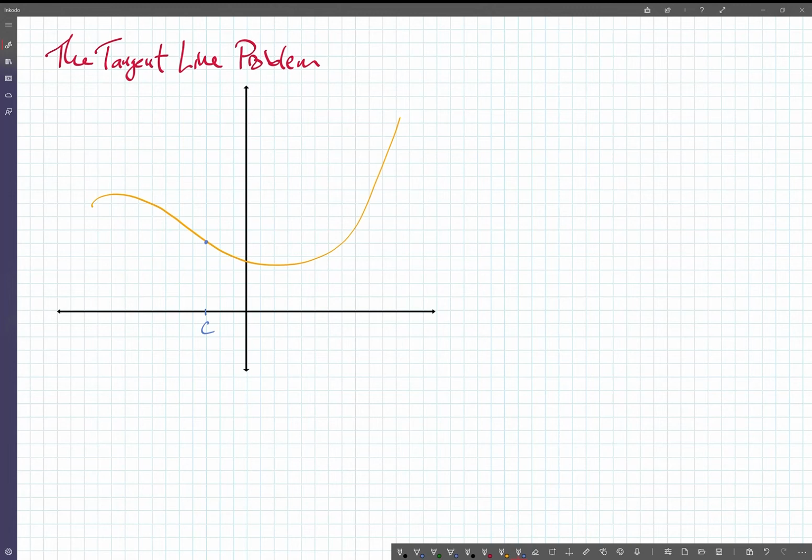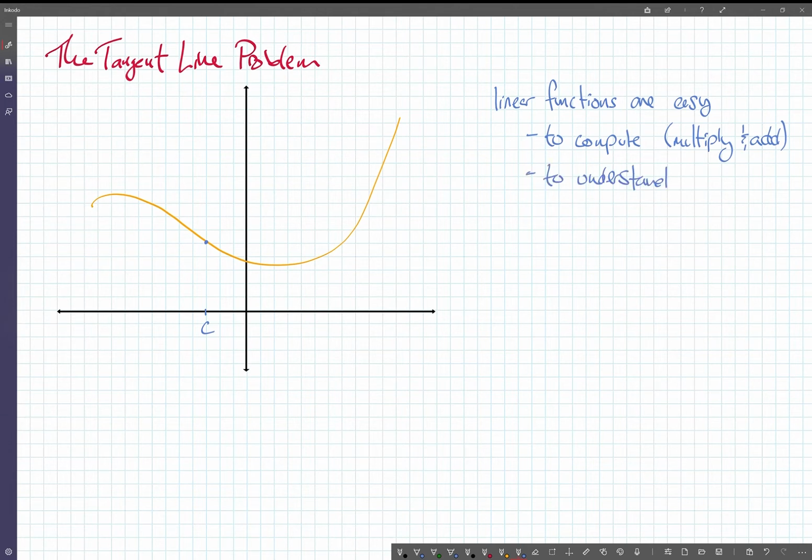The problem of finding the tangent line to a graph is one of the motivating problems of differential calculus. We've already seen how useful tangent lines can be. Primarily, this is because linear functions are easy. They're easy to compute because all you have to do is multiply and add. They're easy to understand. There's not much to say about a linear function. Its graph is a line.